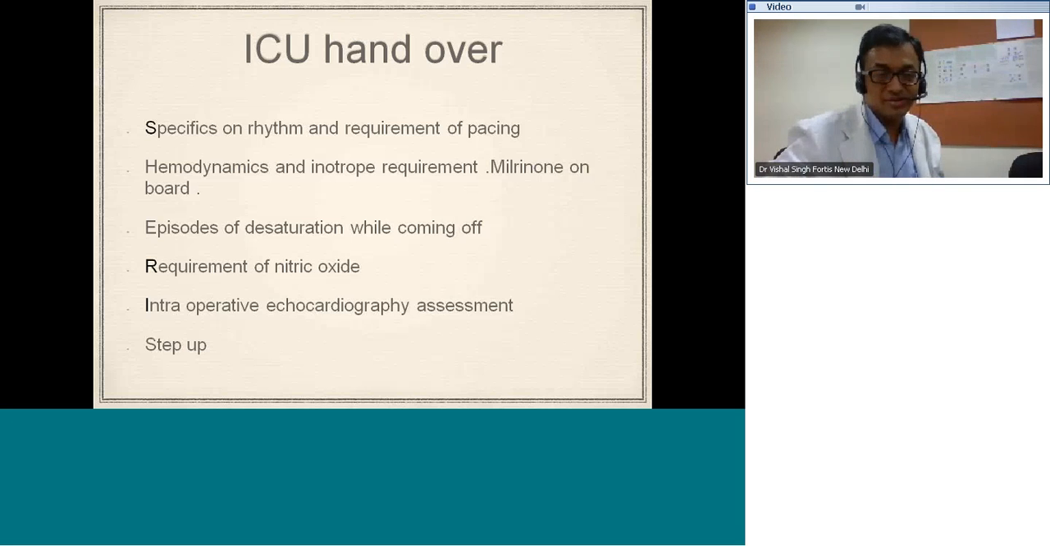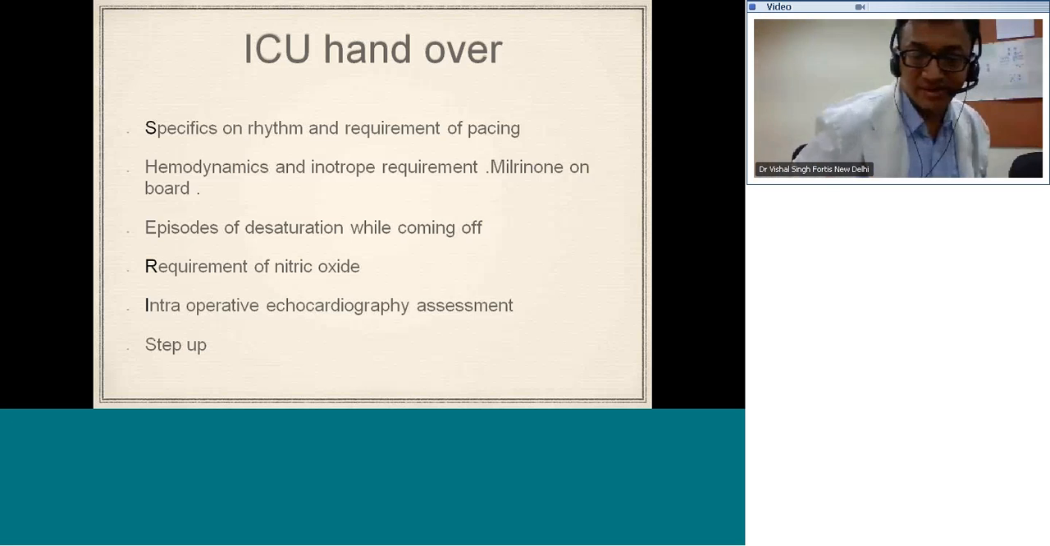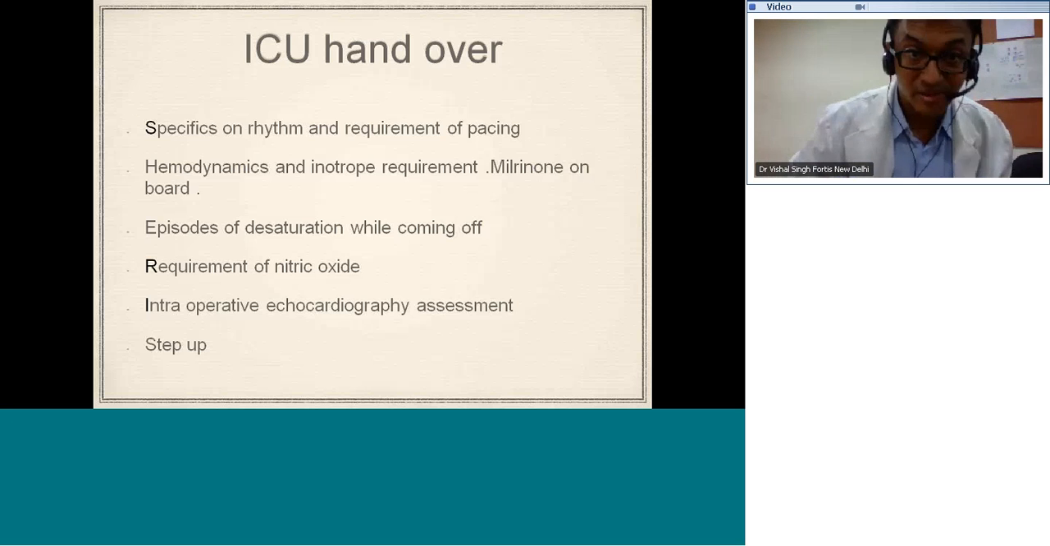And obviously for the step up, you look at whether a residual VSD is there or not. A step up of more than 10% indicates you can have a residual VSD, which is significant.